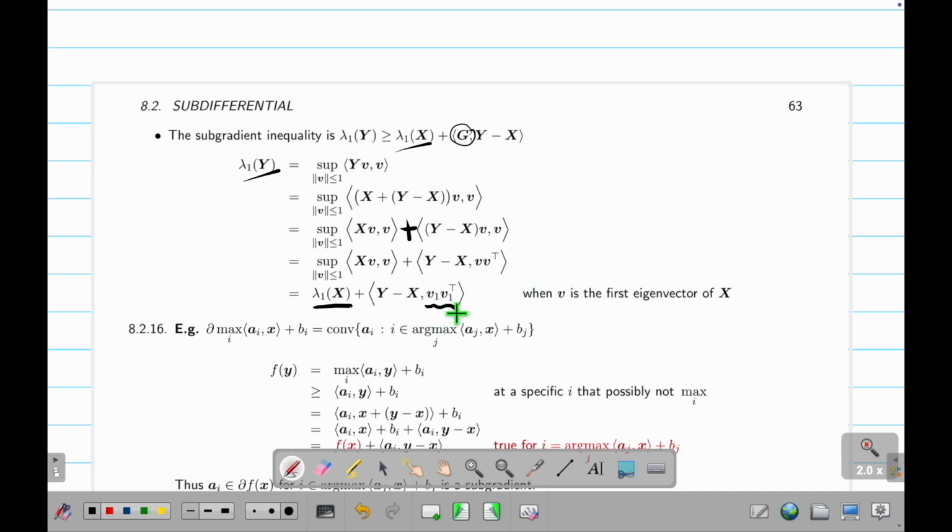Here's a thing. Can we do this for the second eigenvalue? I'm sorry, no, because the second eigenvalue is not convex. So we cannot do that.